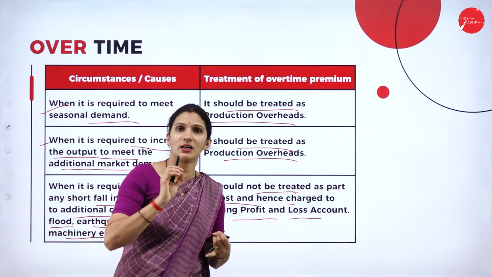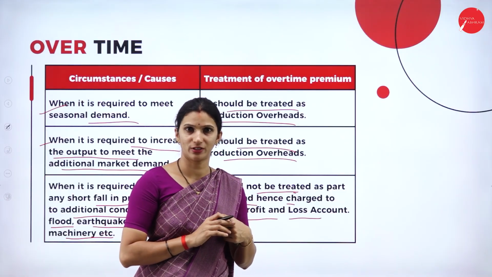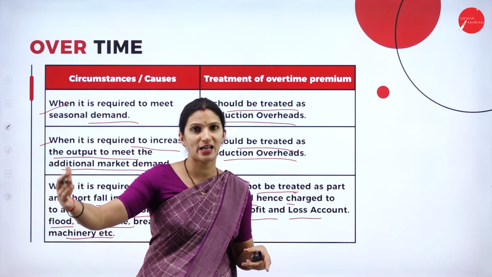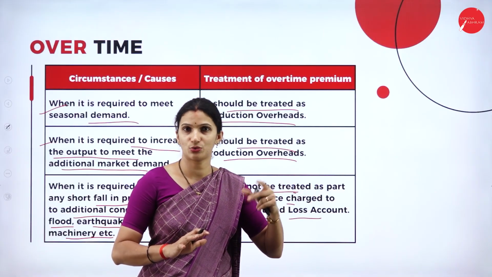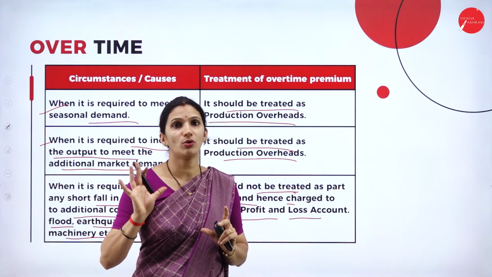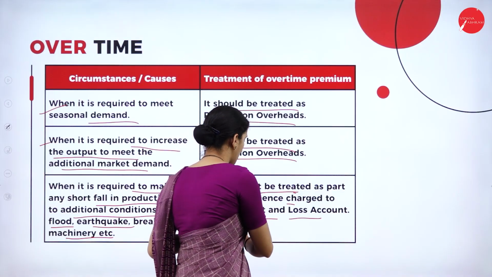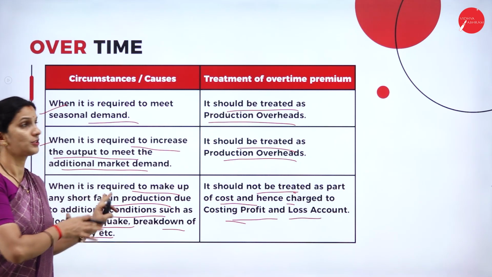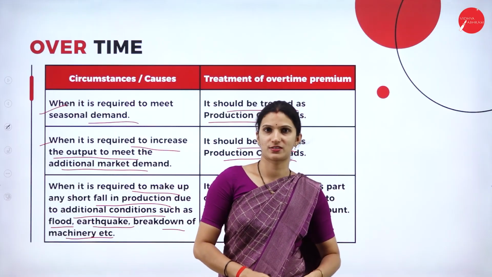Sometimes a certain flood happens, so during those times there will be no production work. After that is cleared, when they go for production, they have to fill that gap. Whatever units they were not able to produce during those tough times, they have to produce after this period. So that will be treated as abnormal. That cost of overtime will be charged to the costing profit and loss account. So these are some of the overtime causes and how they are treated in the cost account.